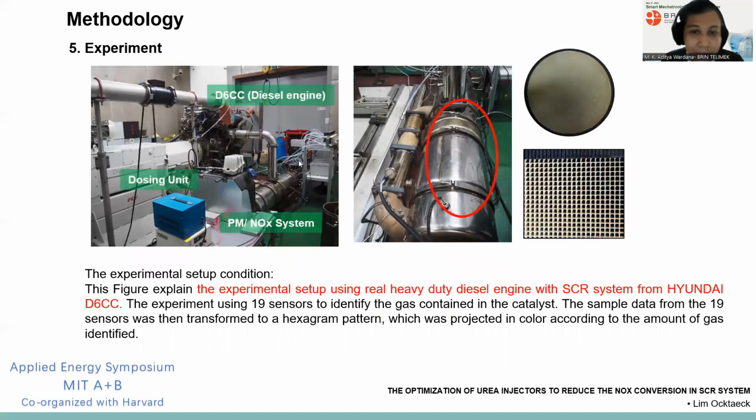This is the experiment we did in this research. This is the D6cc diesel engine with 12,000 cc, and then this is the SCR system. Here, we use the gas analyzer to show you the ammonia distribution at the catalyst inlet. This is the catalyst inlet we use.